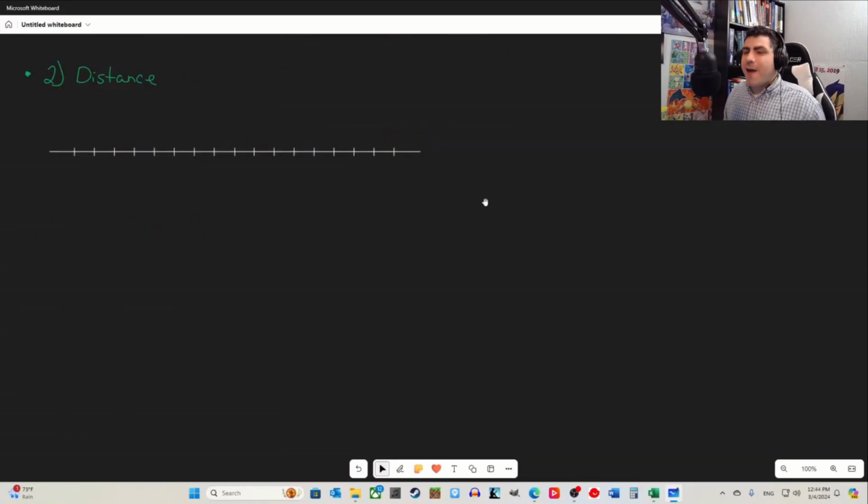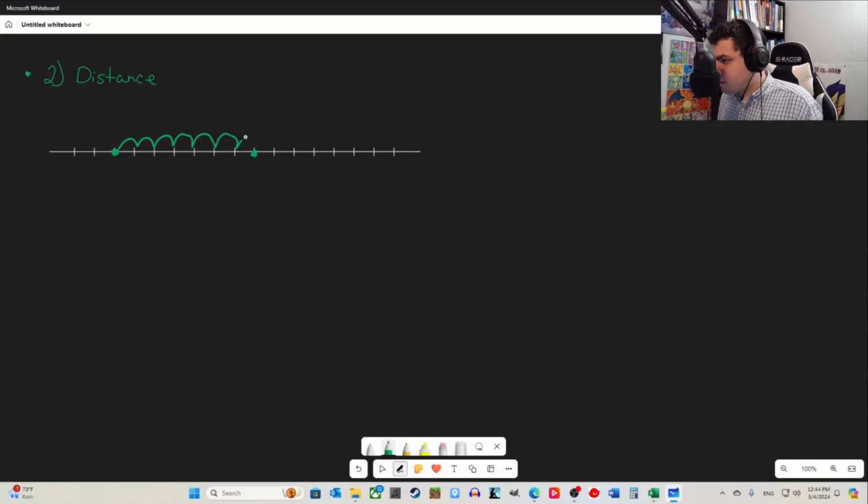Absolute value can be used as a construct for distance. Why? What is distance? Distance is the number of units from point A to point B. For example, if I want to say how many units it takes to get from this point here to that point there, that is 1, 2, 3, 4, 5, 6, 7 units. So distance, usually marked as a lowercase d, equals 7. Cool, right? That's just distance. Distance is 7.